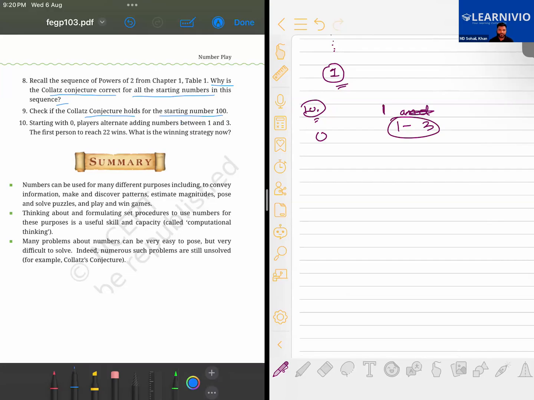So start by adding 3. 0 plus 3 gives you 3. Next, we can take between 1 to 3. So start by adding 3 on your first turn to reach 3. Then always move in such a way that you leave the opponent on a multiple of 4. Getting it? You will always leave your opponent on a multiple of 4. Following this strategy, you will be able to reach 22 first, and hence secure the win.